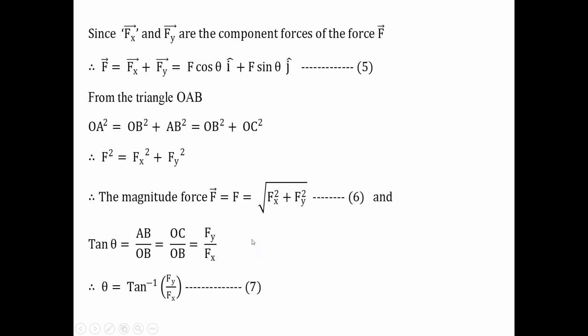So by knowing the projections of force F bar on the x-axis and y-axis, what are those projections? The x-axis projection is Fx, the y-axis projection is Fy. By knowing those projections, we can find out the magnitude of the force F bar and also the direction of the force F bar. Since we are using these projections Fx, Fy to determine the magnitude and also the direction theta, these projections are very, very important.